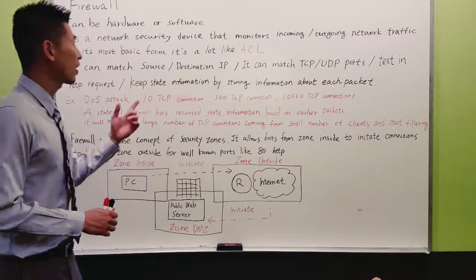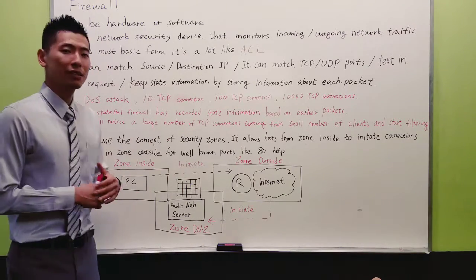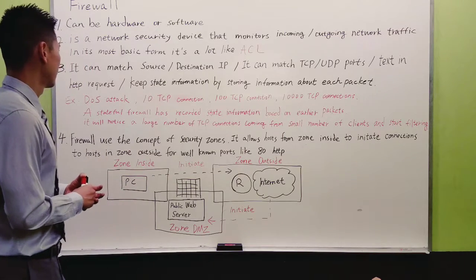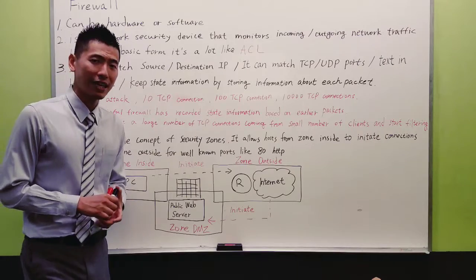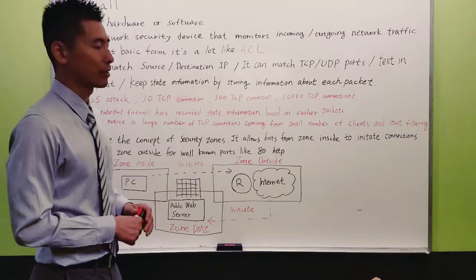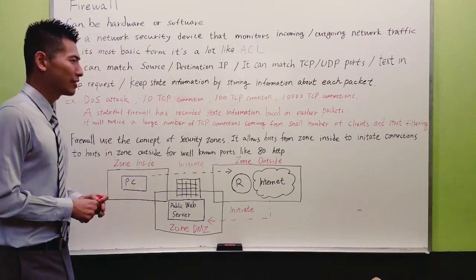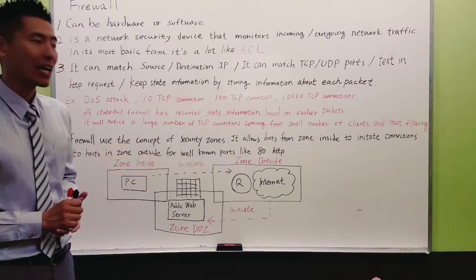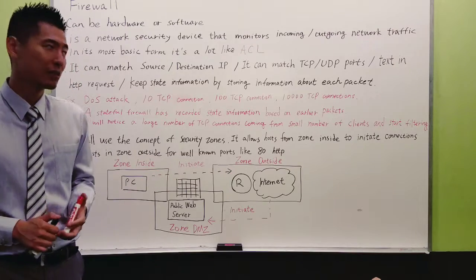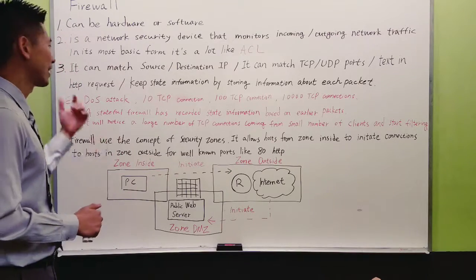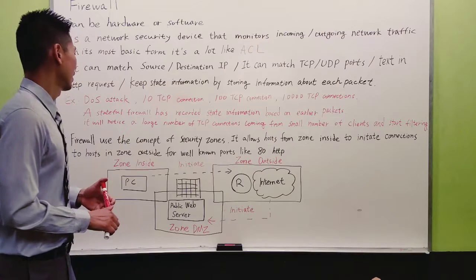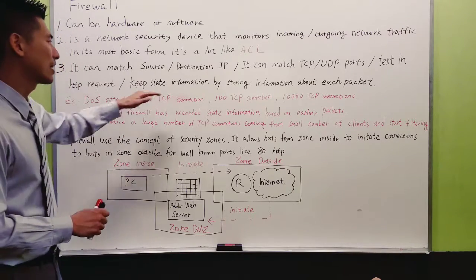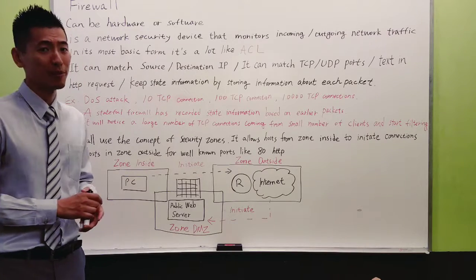So now let's talk about firewalls. Firewalls can either be a hardware device or a software application. It is a network security device that monitors incoming and outgoing network traffic. And so in a way, it's a lot like an ACL, right? It can match source and destination IP. It can match TCP, UDP ports, or text in the HTTP request. But one of the most important things about a firewall is it keeps state information by storing information about each packet.